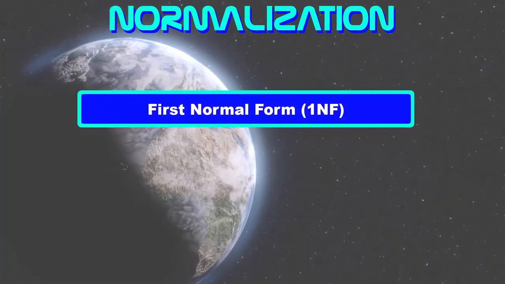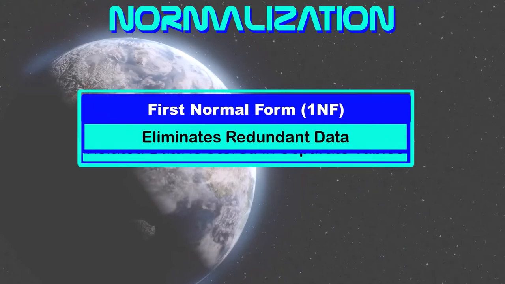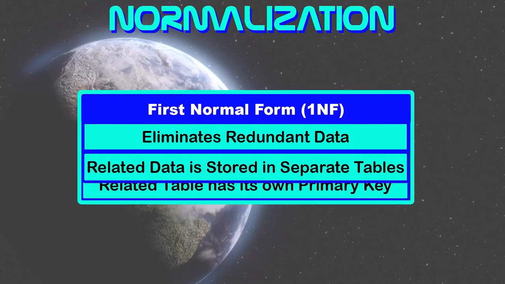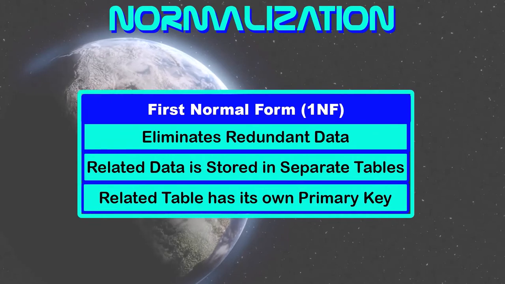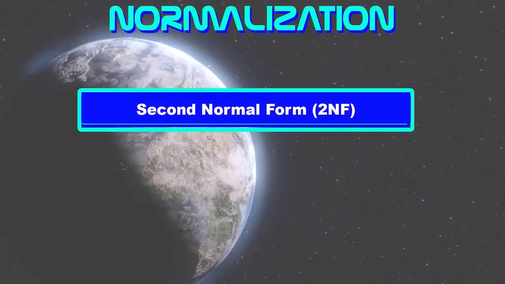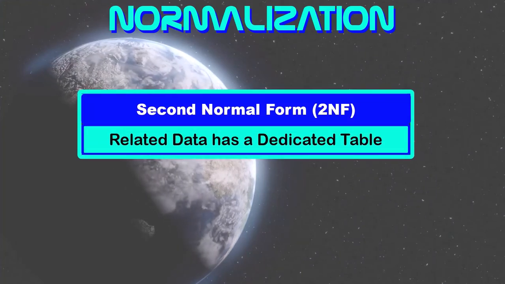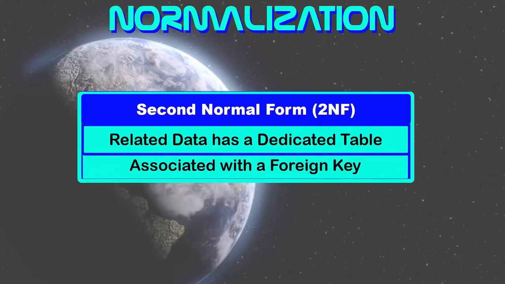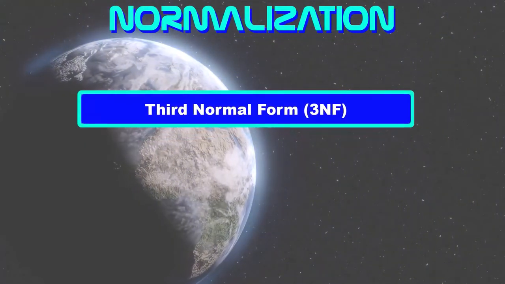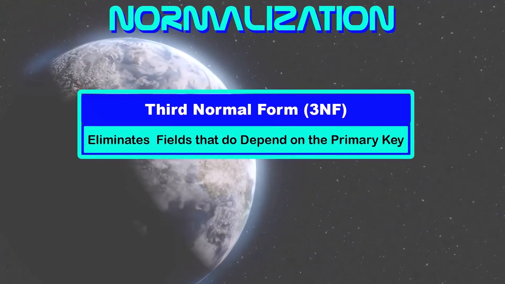The first normal form eliminates redundant information in individual tables. Each set of related data will be stored in a dedicated table. Each table of related information will have a primary key assigned. In the second normal form, related information that is applicable to multiple tables will have its own table and will be associated using a foreign key. The third normal form eliminates fields that do not depend on a primary key field.